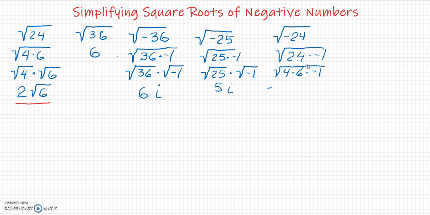So when I separate all three of them, that gives me the square root of 4 times the square root of 6 times the square root of negative 1. Square root of 4 is 2. Square root of 6 stays the square root of 6, and the square root of negative 1 is the i. So all I'm going to do now is just kind of rearrange it. 2i times the square root of 6. 2i radical 6. I'll do one more example.